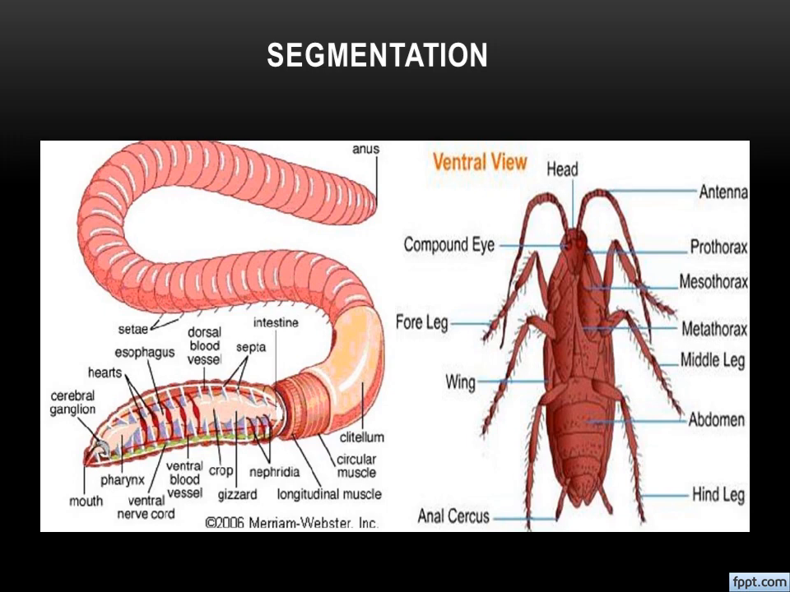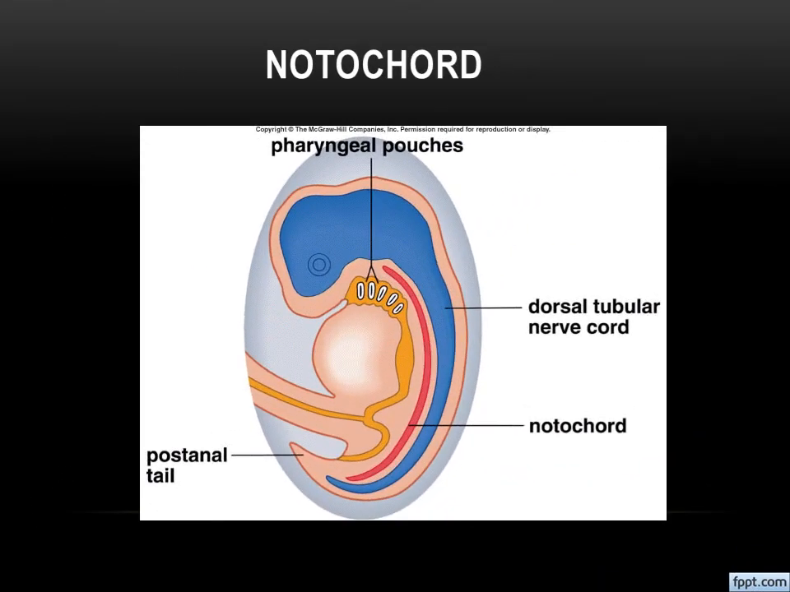So as per this segmentation character also, the animals will be classified: segmented animals or non-segmented animals. Even among segmented animals, there are metameric animals and non-metameric animals. Understand? Okay. The next one is the notochord. So what do you mean by notochord? It may be a new term for you.